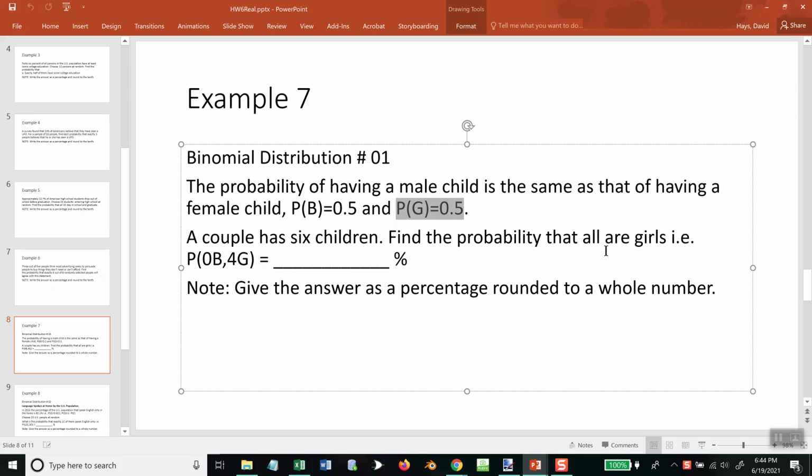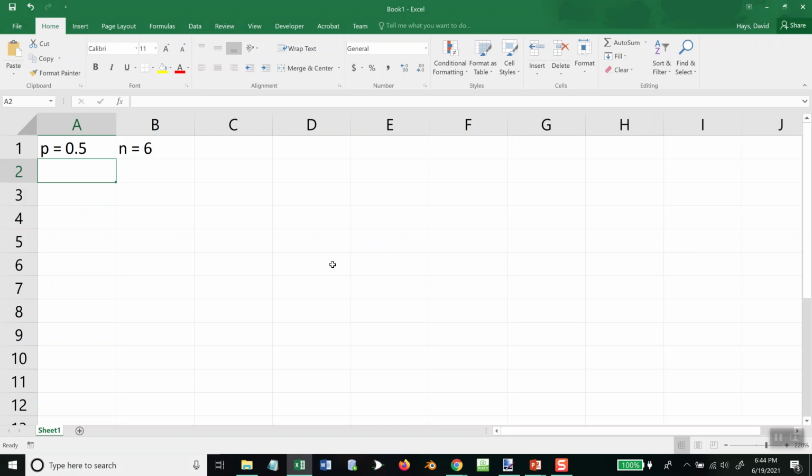Well, that's wrong. Should be 6 there. I just went through and changed numbers. So yeah, 0 boys, 6 girls. So I'm studying girls, and they're all girls. That means probability X equals 6. So all of them are girls.